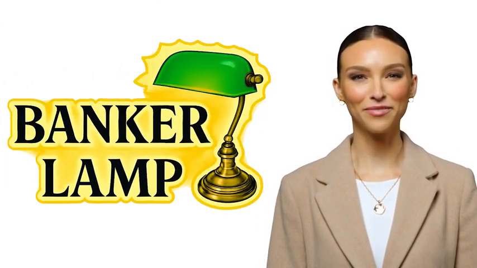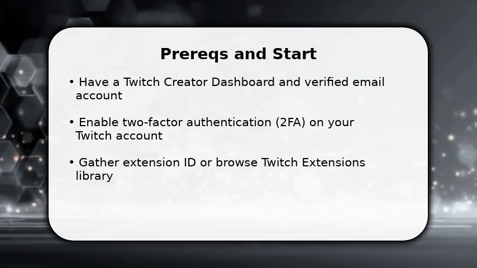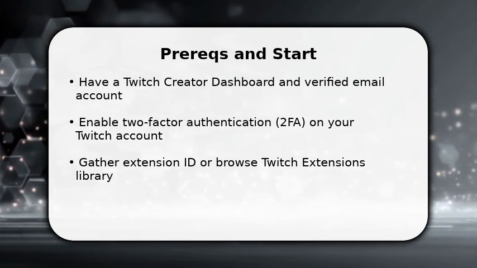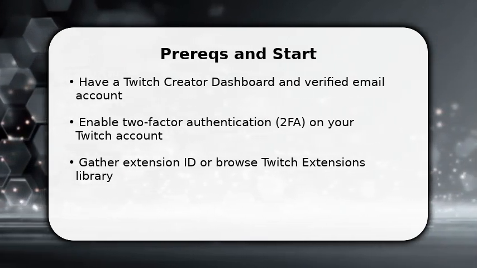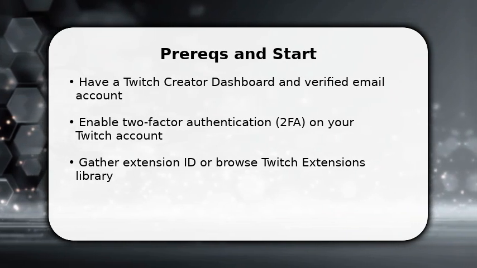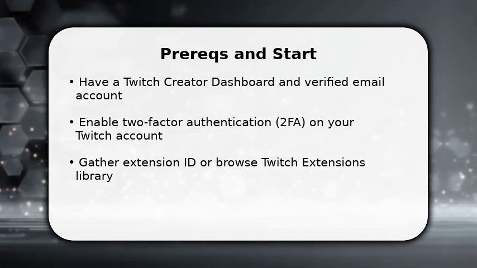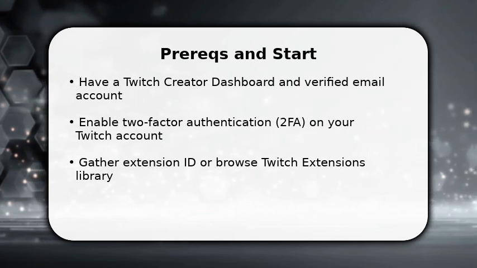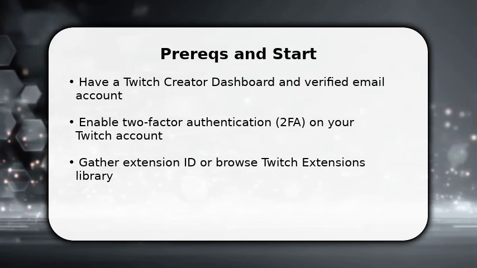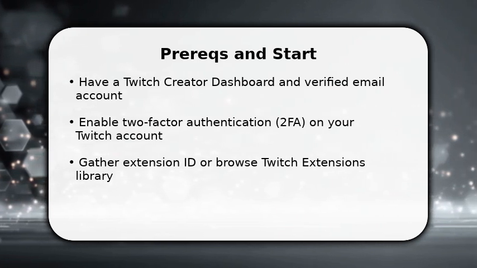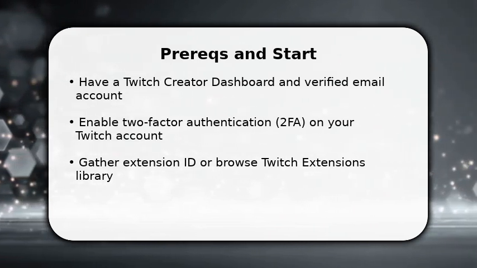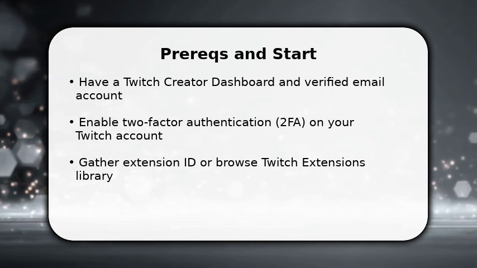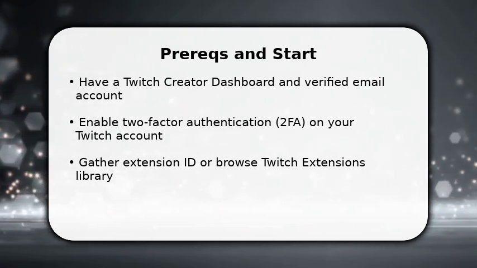Please enjoy the video. You begin by confirming two essentials: a verified Twitch account and two-factor authentication active. This secures extension installs. Once done, open Creator Dashboard and choose Extensions immediately because you need the dashboard context to proceed. Next, search the Extensions library for the exact extension name or paste an extension ID. This locates the extension page fast.